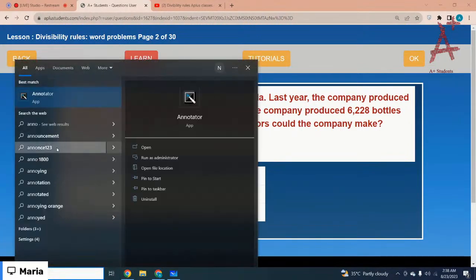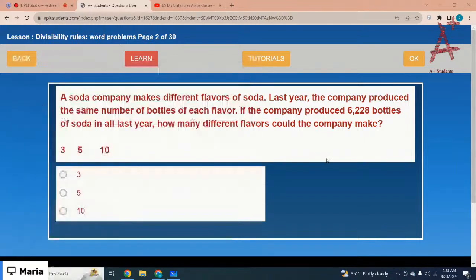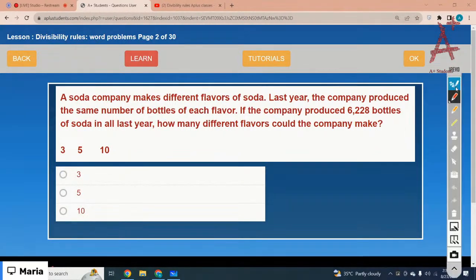This is the number 6,228, right? You have to apply the divisibility rules. So let's start by looking at the options. The options are 3, 5, and 10. The divisibility rule for 10 is the ones digit must be 0. The ones digit is not 0, so it is not divisible by 10. The divisibility rule for 5 is the ones digit must be 5 or 0. The ones digit is neither 5 nor 0, so it is not divisible by 5.